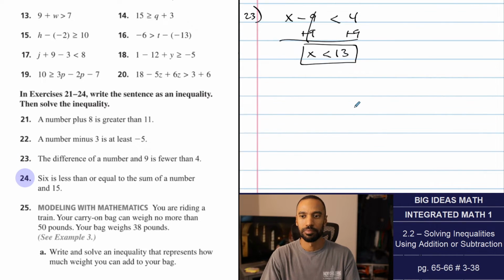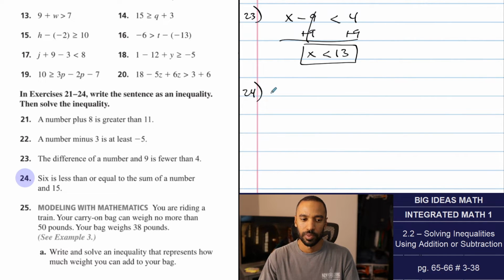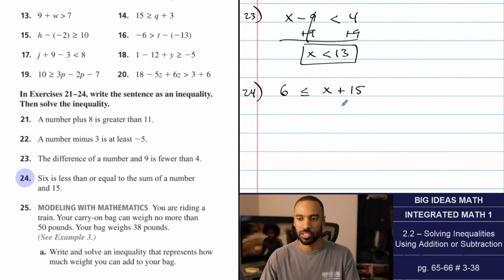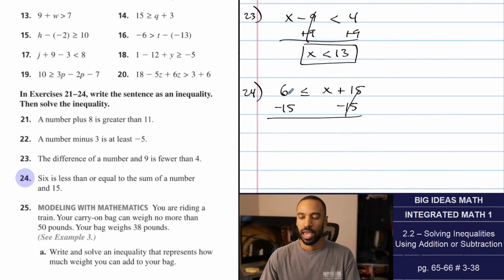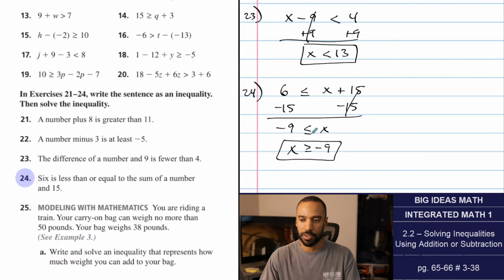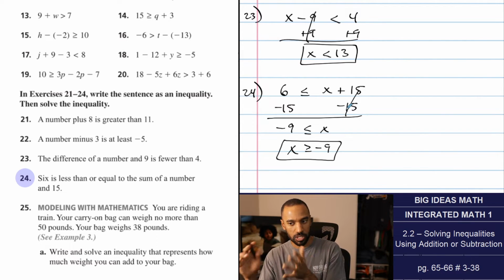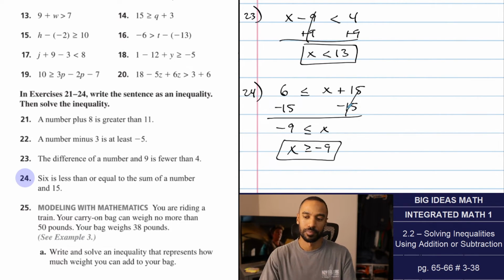And finally, number 24, 6 is less than or equal to the sum of a number and 15. Okay, they're making us work. Adding a number and 15 together, that sum. We can subtract 15 from both sides here. And 6 minus 15 being negative 9 has to be less than or equal to x. I'm going to still do the rewrite despite the fact that I'm not graphing. It's a great practice to do. Your numbers that you can choose are negative 9 or greater, including 0.